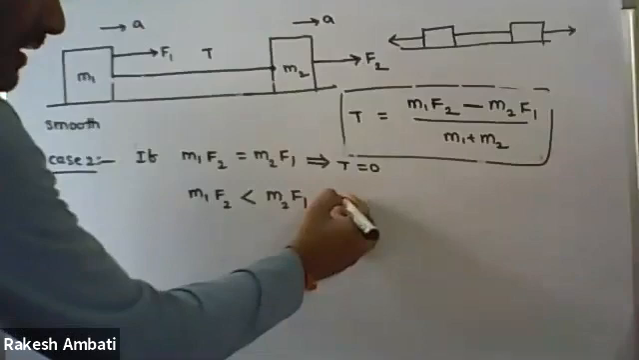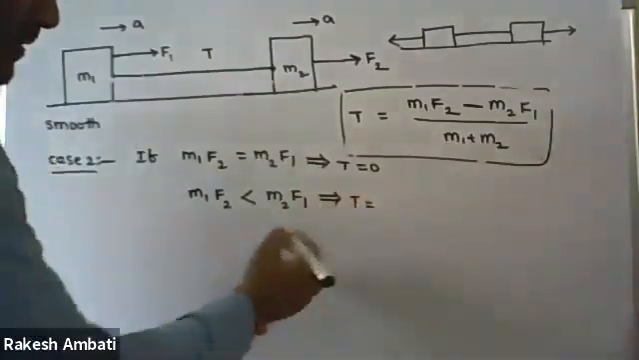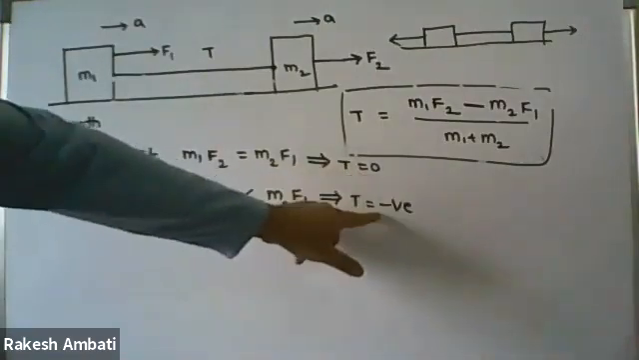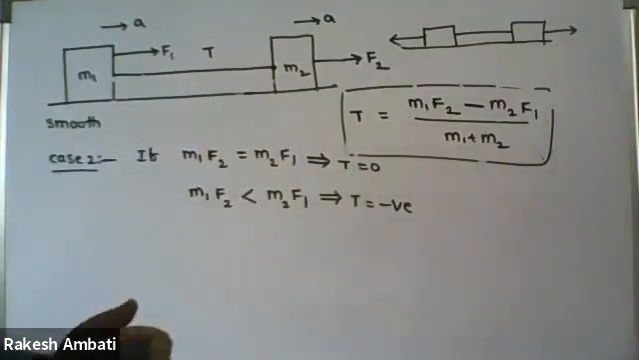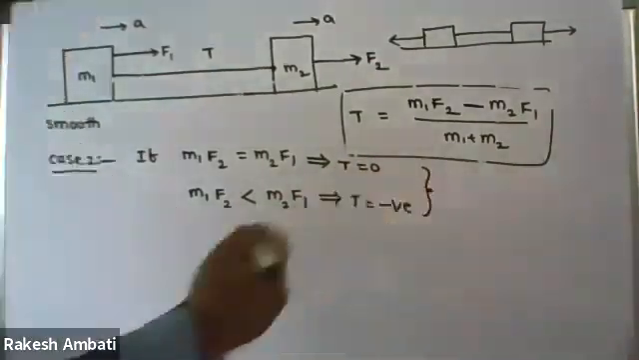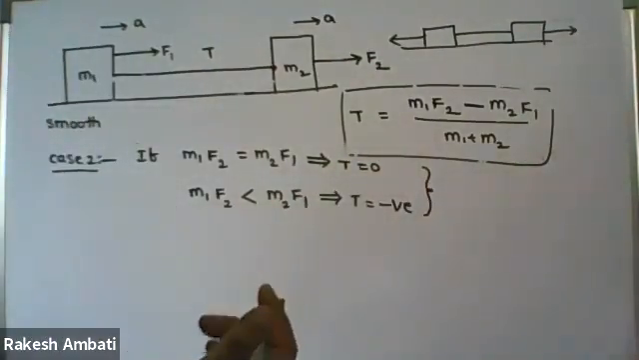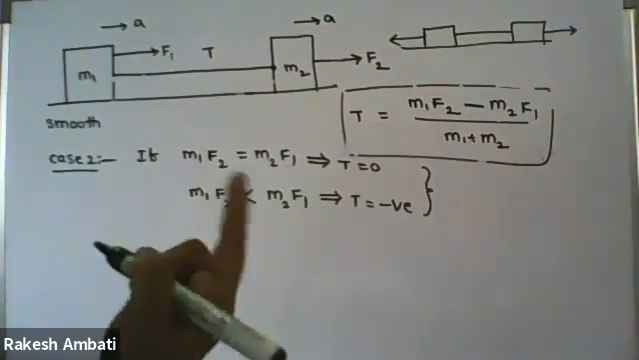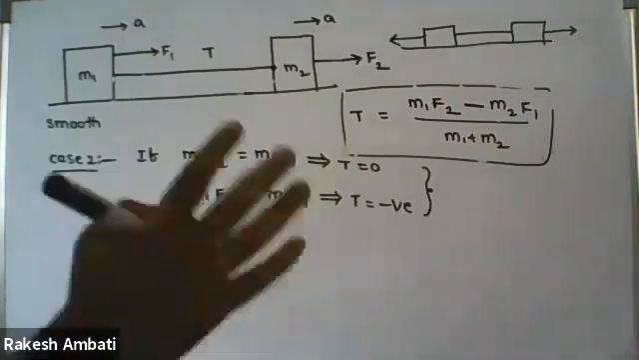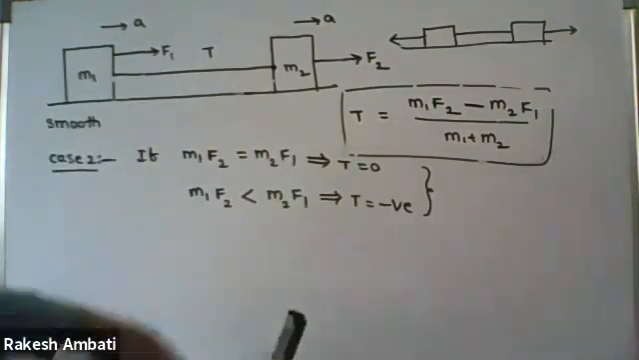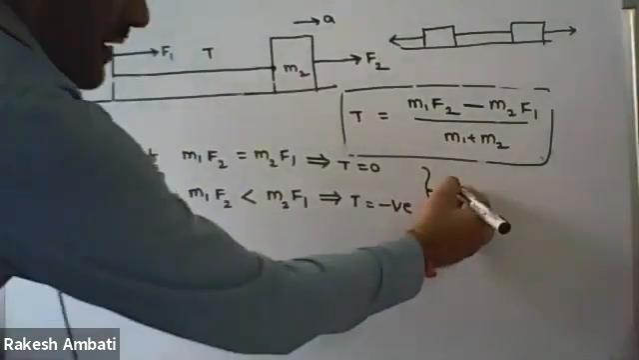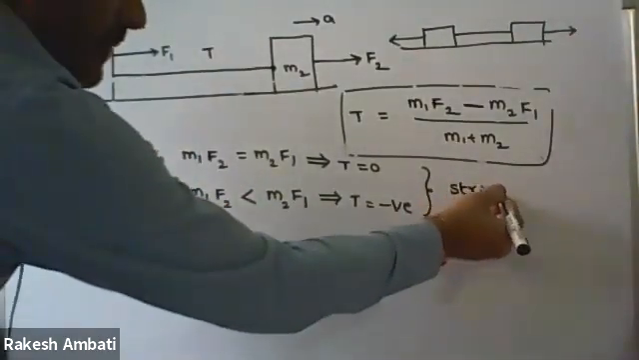If this is the case, what is the tension force, positive or negative? Negative. So generally, a tension force of 0 or a negative tension force indicates the string becomes slackened, in both cases. The string becomes taut only when T is greater than 0. If T is 0 or negative, it means the string is slackened.